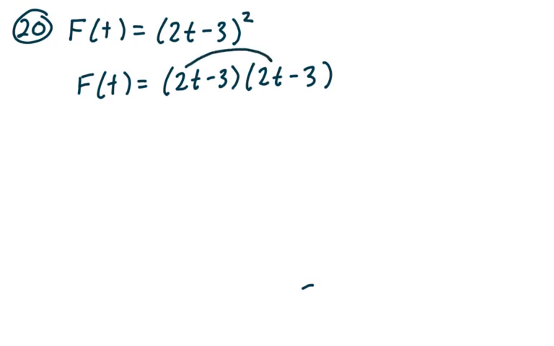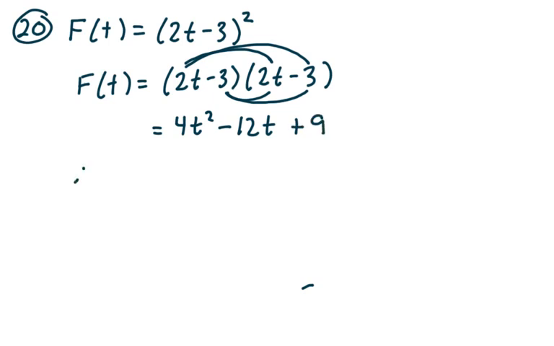Now, 2t times 2t is 4t squared. And then minus 6t minus 6t is minus 12t. And then negative 3 times negative 3 is positive 9. And so, therefore, f of t is 4t squared minus 12t plus 9. I do know how to do that.